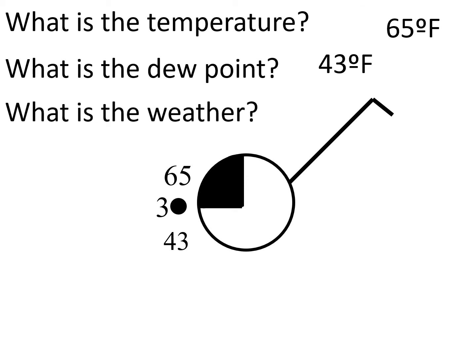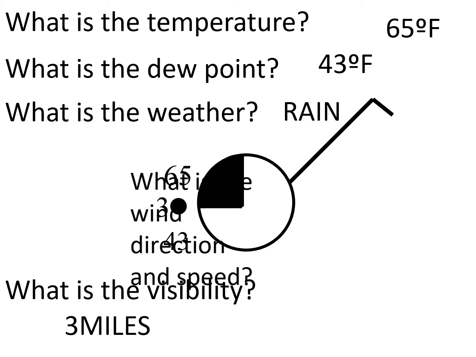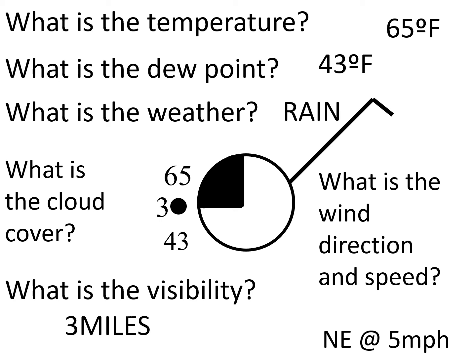What is the weather? Well, the present weather, that dot, you look on it. What does it say? Rain. So it's rain. What's the visibility? 3 miles. Okay. What is the cloud cover? Oh, I'm sorry. What's the wind direction and speed? Well, the wind direction looks like it is both a combination of north and east. And that feather, it doesn't look that big. So I'm saying northeast at 5 miles an hour. How about that? And then what is the amount of cloud cover? 25% filled in, so it's 25% cloud cover. These are pretty easy to read.